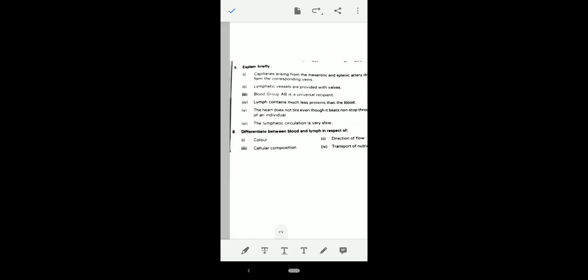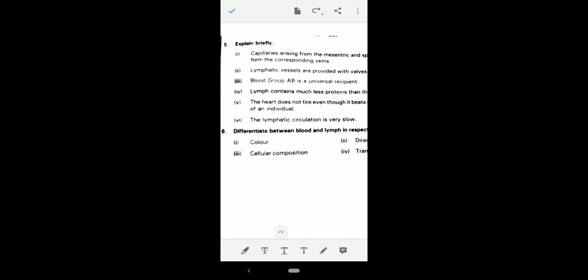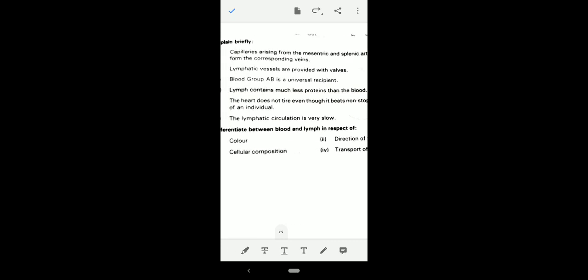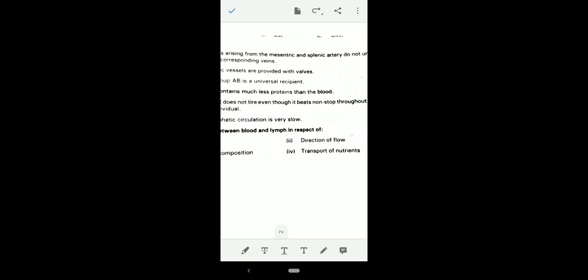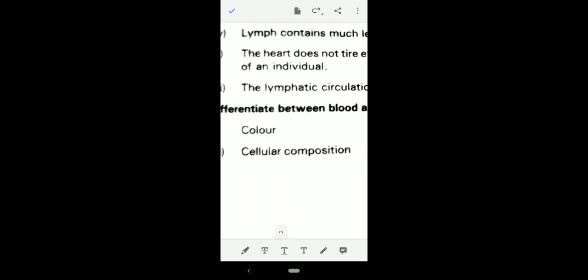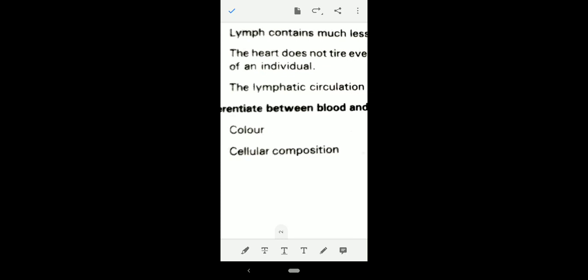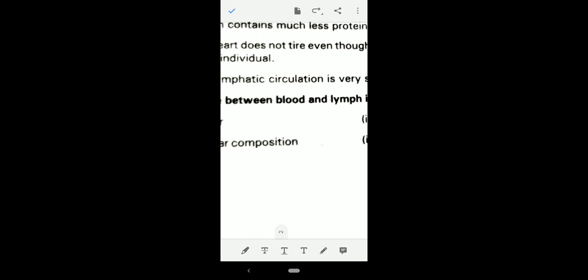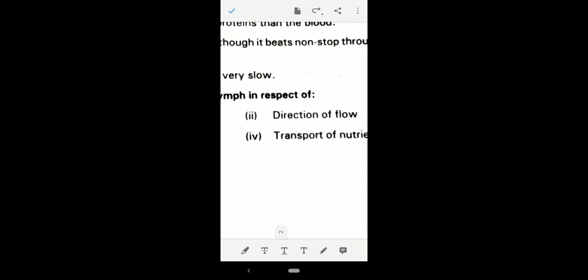Differentiate between blood and lymph in respect of color. Blood color is red, lymph is yellowish in color. Direction of flow: blood flows bidirectionally, towards the heart and from the heart. Lymph flows unidirectionally because it flows towards the heart only. Another point is cellular composition. Blood consists of RBC, WBC and platelets, while in lymph only lymphocytes are present.